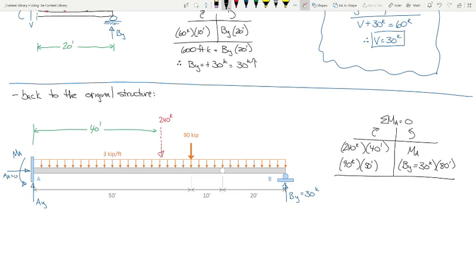So 240 times 40, that's 9,600. 90 times 50 is 4,500. So that's what, 14,100, equals MA plus 30 times 80. So MA is positive, what is that, 11.7? Yep. Did I do that right, 11.7? And that is that way.